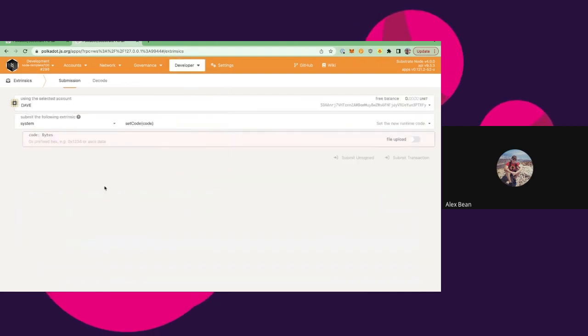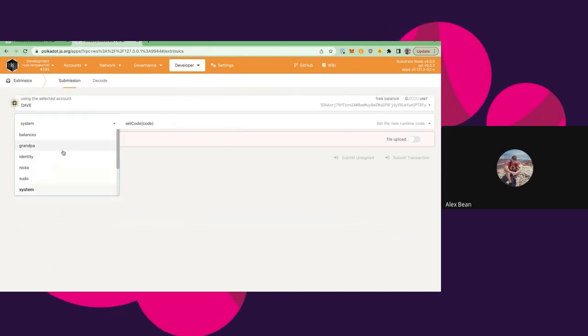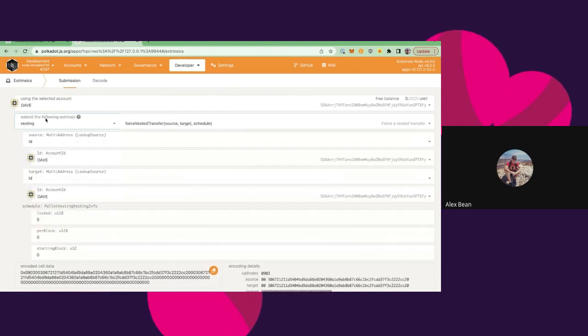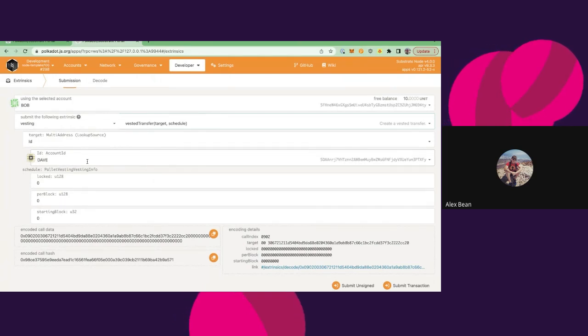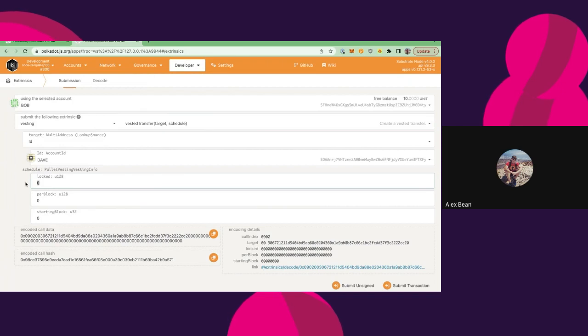Now let's try another interesting type of transfer that is called a vested transfer. For that, we have implemented here the vesting pallet. This allows us to send a vested transfer. A vested transfer is a transfer where you send money to another account, but it's going to be locked for a certain amount of time. In that case, we want to send from Bob to Dave, we want to send two units.